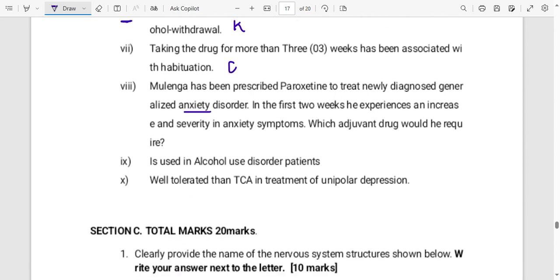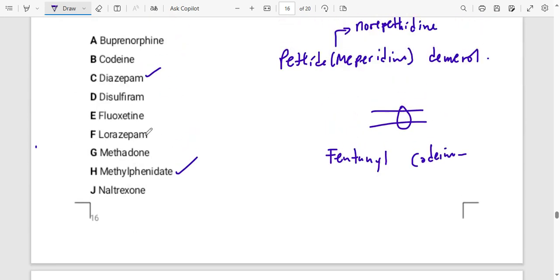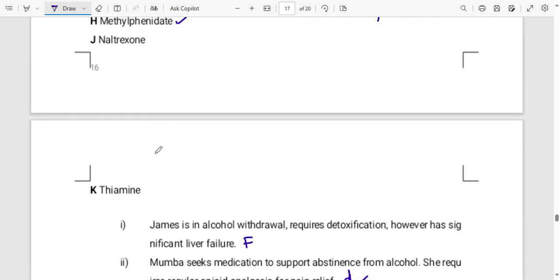And when you look at this statement, this is a newly diagnosed condition, and you've given this patient an SSRI. You know these guys take long. So in the first 2 weeks, he experiences an increase in severity of anxiety because that's how the SSRIs behave. Initially, they are going to worsen the condition and then later on they can help. So in that period when they are worsening, you want to give a benzodiazepine because it acts faster. So that's why we can use a benzo there like lorazepam.